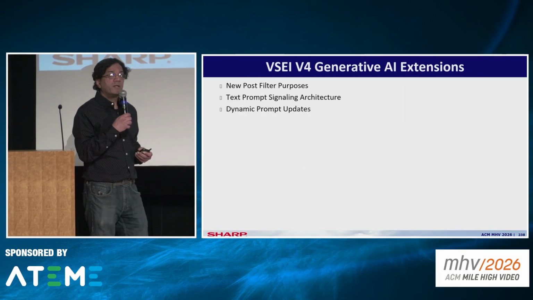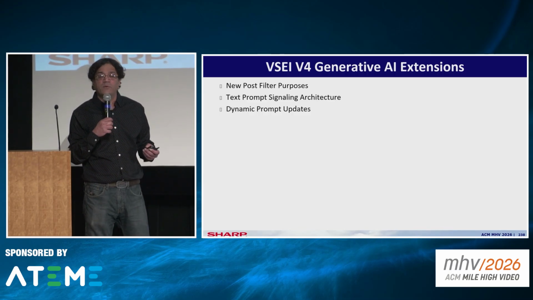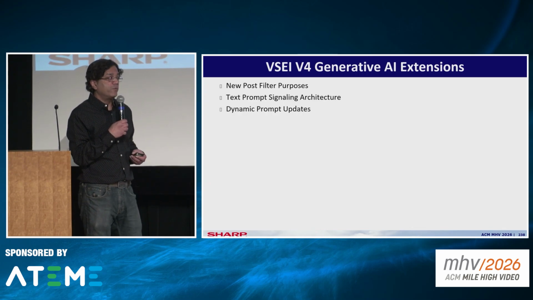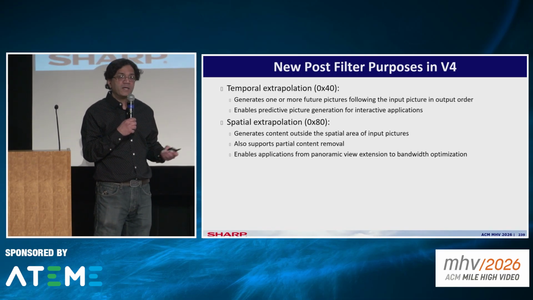So what did version 4 add? The basic version 3 model and the framework of NNPF is extensible and versatile. In version 4, some new purposes were added. We'll look at that. Text prompt signaling architecture is supported, and that is also able to be updated dynamically. So these are the two new purposes on top of the ones that we saw in version 3.